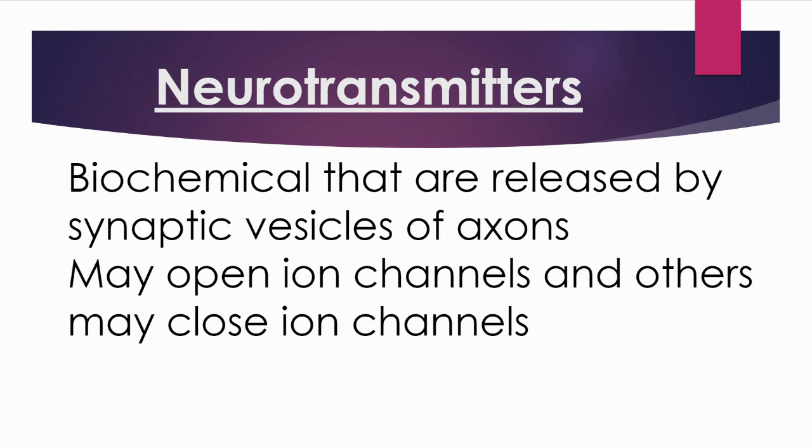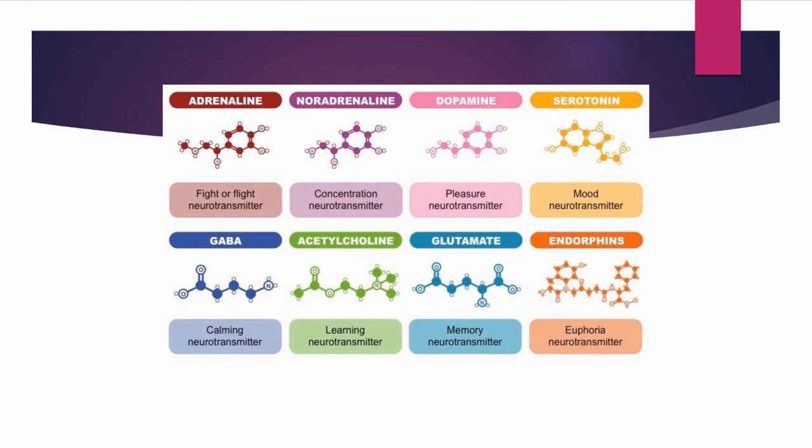Just real briefly, we're going to chat about neurotransmitters because they're very important in the release of the nerve impulses. A neurotransmitter is a biochemical that is released by synaptic vesicles of an axon. There are about 50 different types that have been identified and about 100 known neurotransmitters. Some may open ion channels and others may close ion channels. So we have some examples of that.